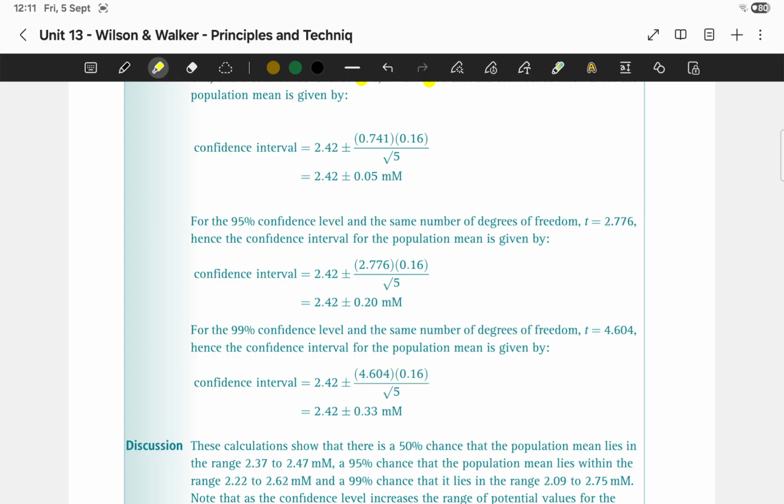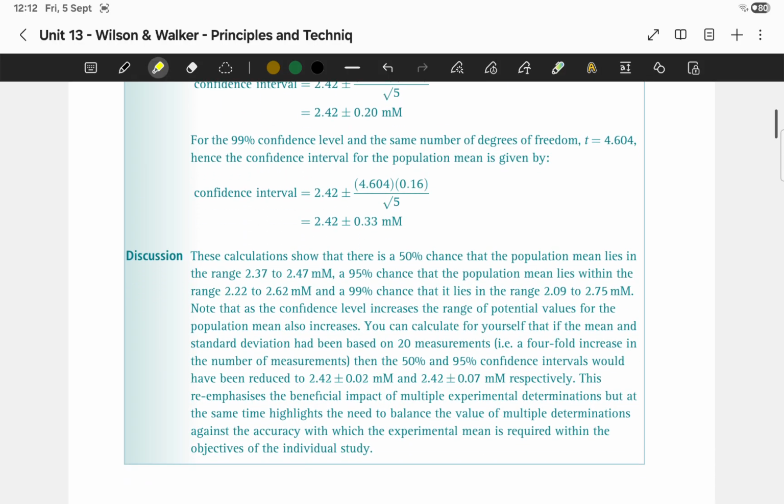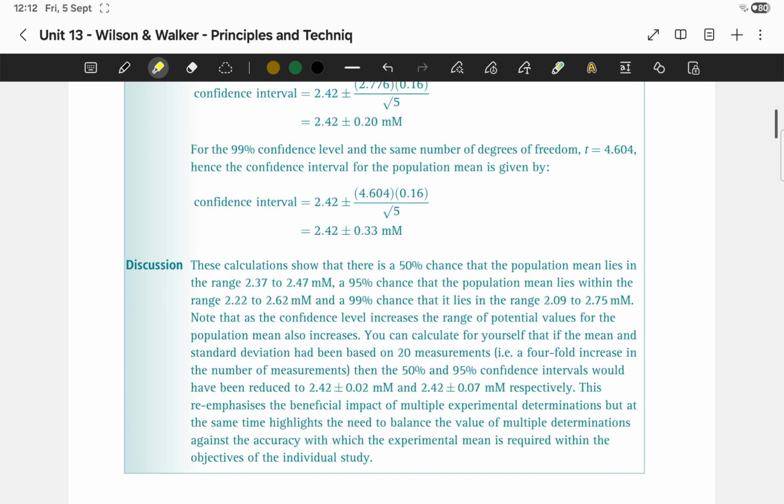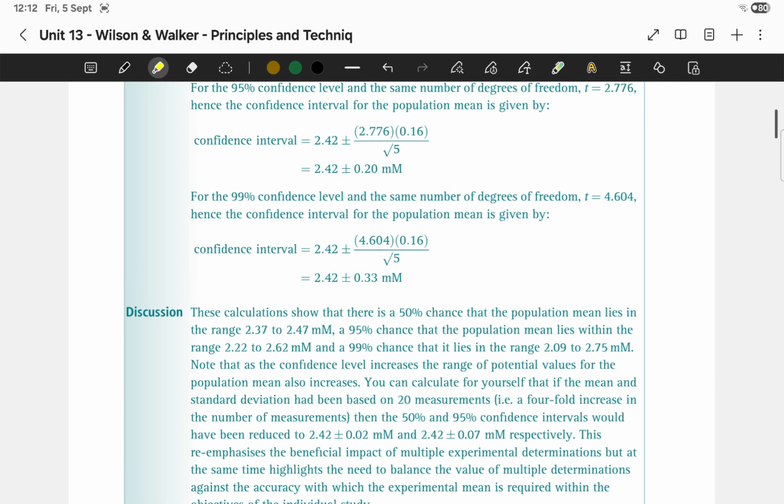Okay. On 99%, the Student's t is this, so we'll be getting this. These calculations show that there is a 50% chance that the population mean lies in the range of 2.37 to 2.47. At 95%, the mean lies in 2.22 to 2.62. And 99% shows that it lies between 2.09 to 2.75 mm.